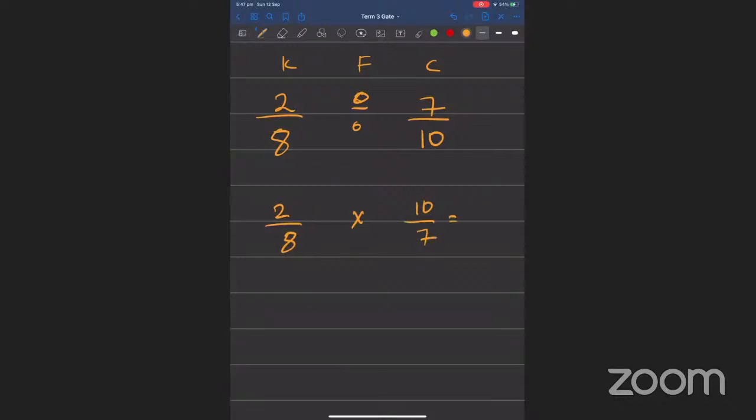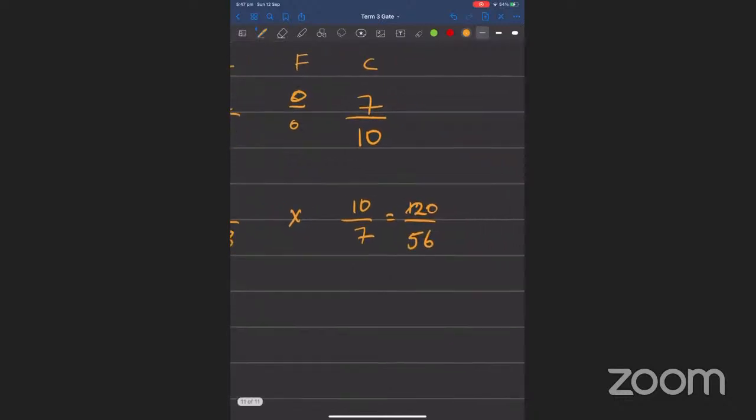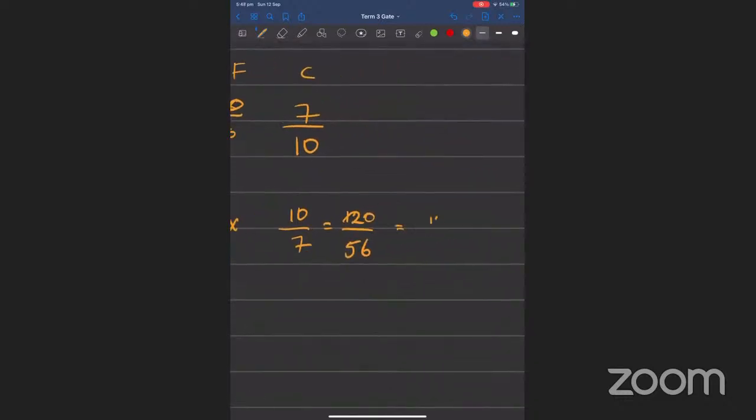And then it becomes 2 times 10 is 20. My bad, not 10. 8 times 7 is 56. And then if you want, you can simplify it. And you get 10/28. You can get 5/14. There you go. And the answer is 5/14.